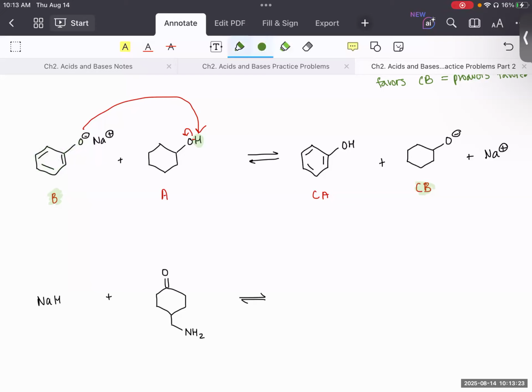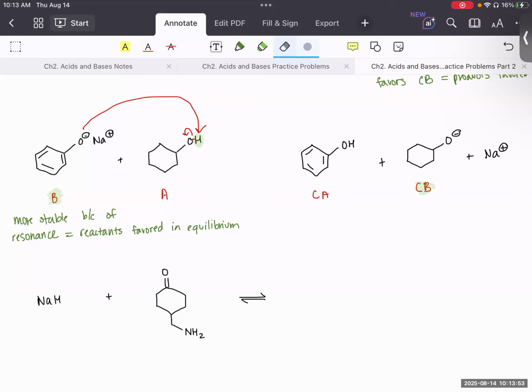And so the base is going to be more stable because of resonance. And so the equilibrium favors the side with the more stable base. So that means that the reactants are favored in this one, in the equilibrium. And so we're going to redraw our equilibrium arrows to show a longer arrow going to the left and a shorter arrow going to the right.